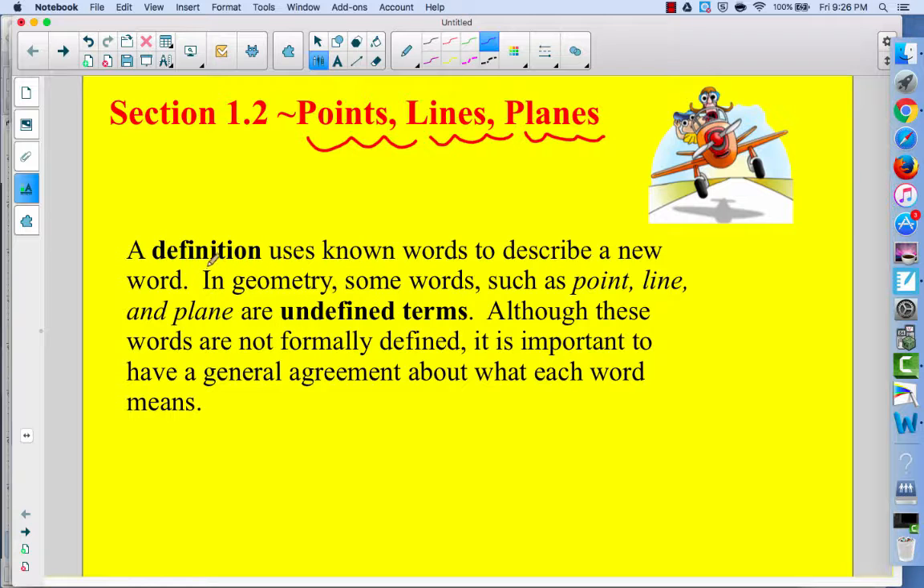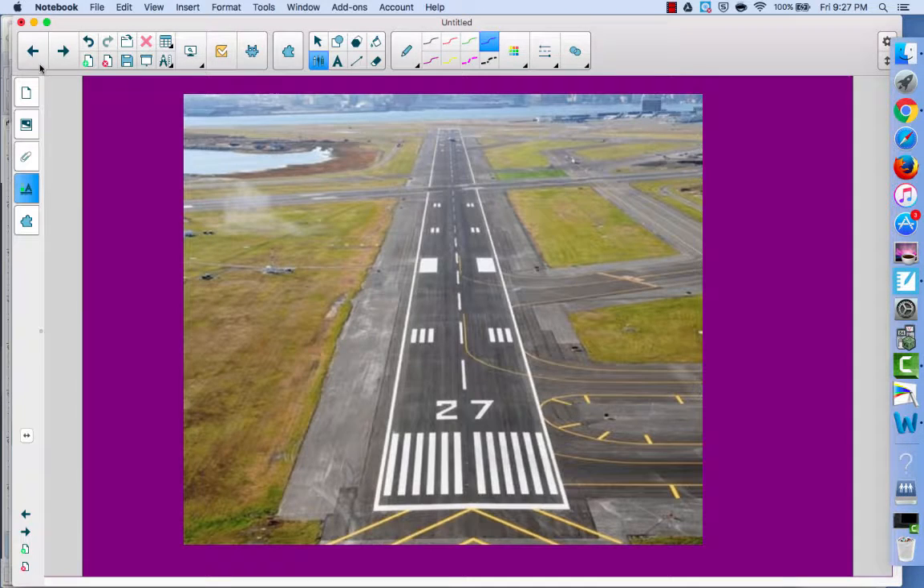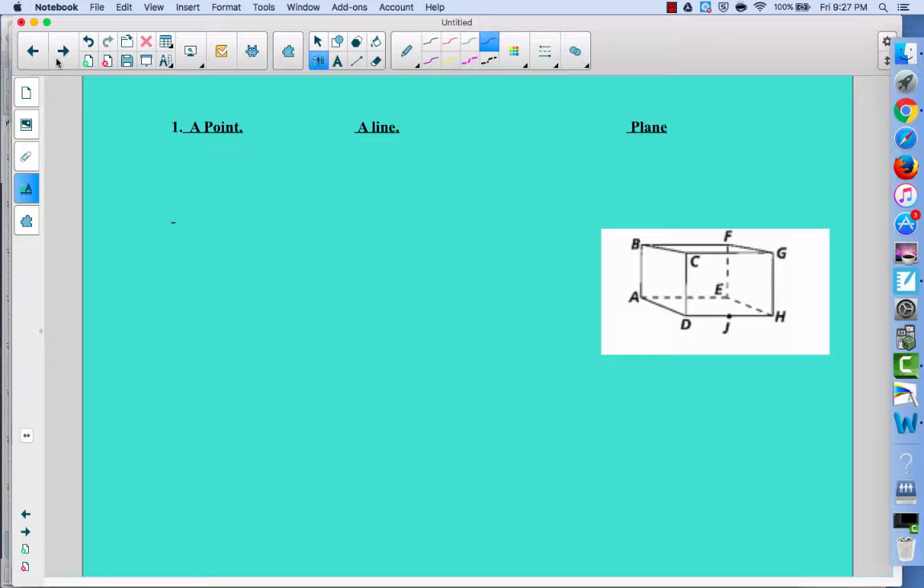we'll get to later. But a definition uses known words to describe a new word. Well, in geometry, some words, such as point, line, and plane, are undefined terms, meaning we have to come up with an agreed upon name or definition for them so that we can define other things using them. So what we have to do is actually agree on their undefined definitions. But a point, a line, and a plane.